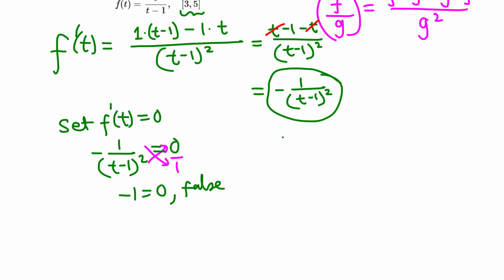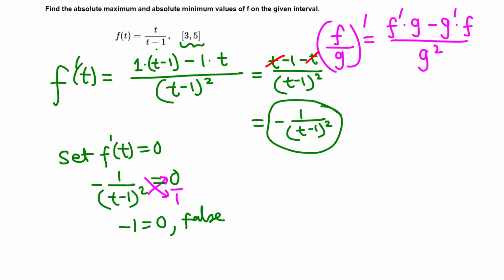So there are no critical numbers. This is undefined at 1, but 1 is not in the domain, so we don't have to consider 1. Also, we are only interested in between 3 and 5, so 1 is outside of that.